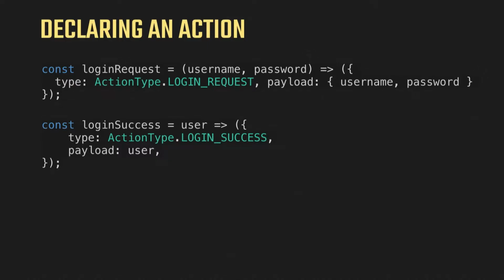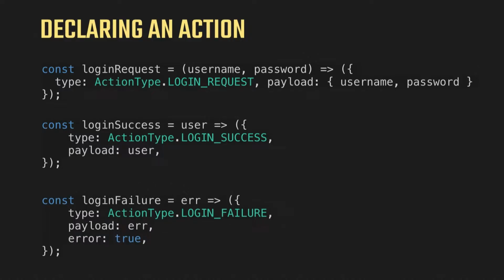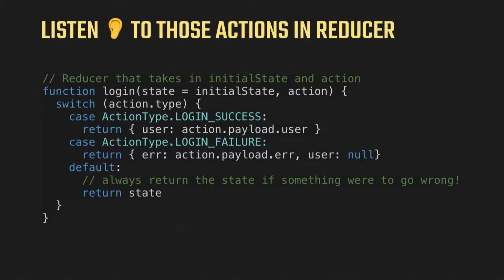With login success, we might need some sort of user profile after the user logs in, so we know that they have logged in. And login failure: in case of any error that happens, just throw it in the store, and error is true. And then we have reducers, which are actually going to listen to those actions. So in this case, in case of a login success, we take in the user object and we add it to the store. Same thing with failure. Otherwise, always return the same state if something were to go wrong, as a default way of doing things.